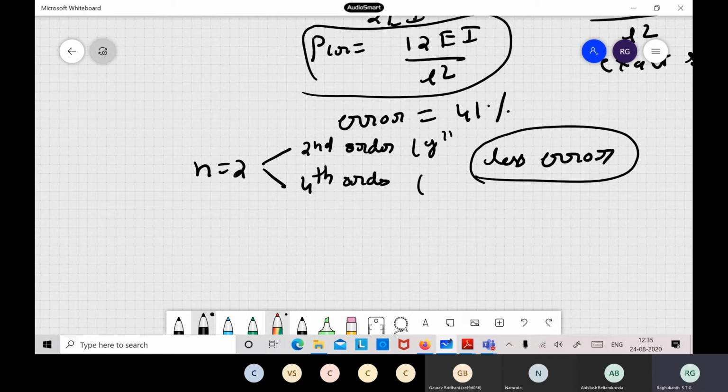If you want to have the same error, say 20% error, and you solve with a fourth order ODE, you may have to go for n is equal to 3 or n is equal to 4. But in the second order, n is equal to 2 itself may give you the same error as n is equal to 4 in the fourth order ODE. So this also you follow, right? It happens.